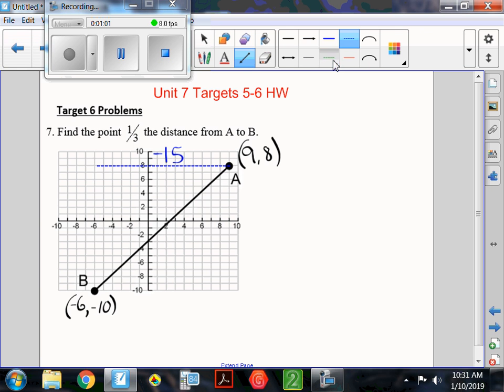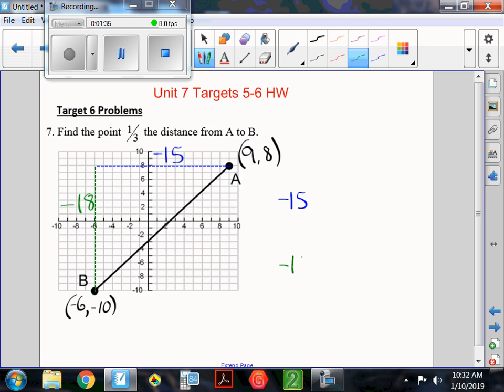Vertically, I am then going to go down, and so I'm going from 8 down to 0 and then down to -10. So that's going to be down 18 or -18. So to go from A to B, I have to translate 15 to the left and down -18. I want to find a point that's 1/3 of that distance. So I'm going to take my parts, -15 and -18. I'm going to multiply both of those by 1/3.